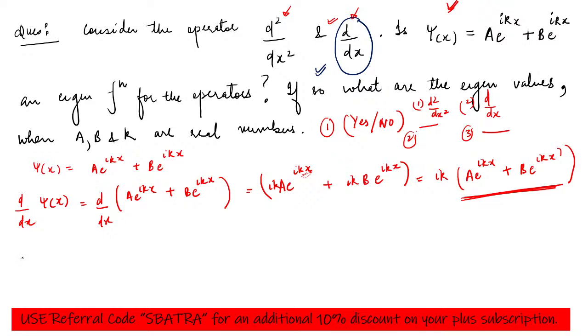So what is d square by dx square? That means double differentiation, d by dx into phi x. So d by dx phi x, this result is this particular result. So I'll be using this result only.